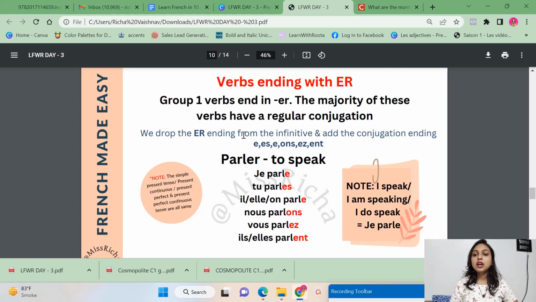We drop the er ending from the infinitive and we add conjugation endings. Now, if you see, parler is a verb which means to speak.